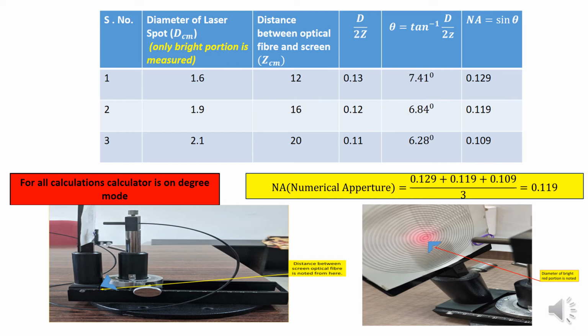Similarly, what is the numerical aperture? Theta we have already calculated. So sin theta is basically the numerical aperture. No units are written because this is a ratio. So no units are here.